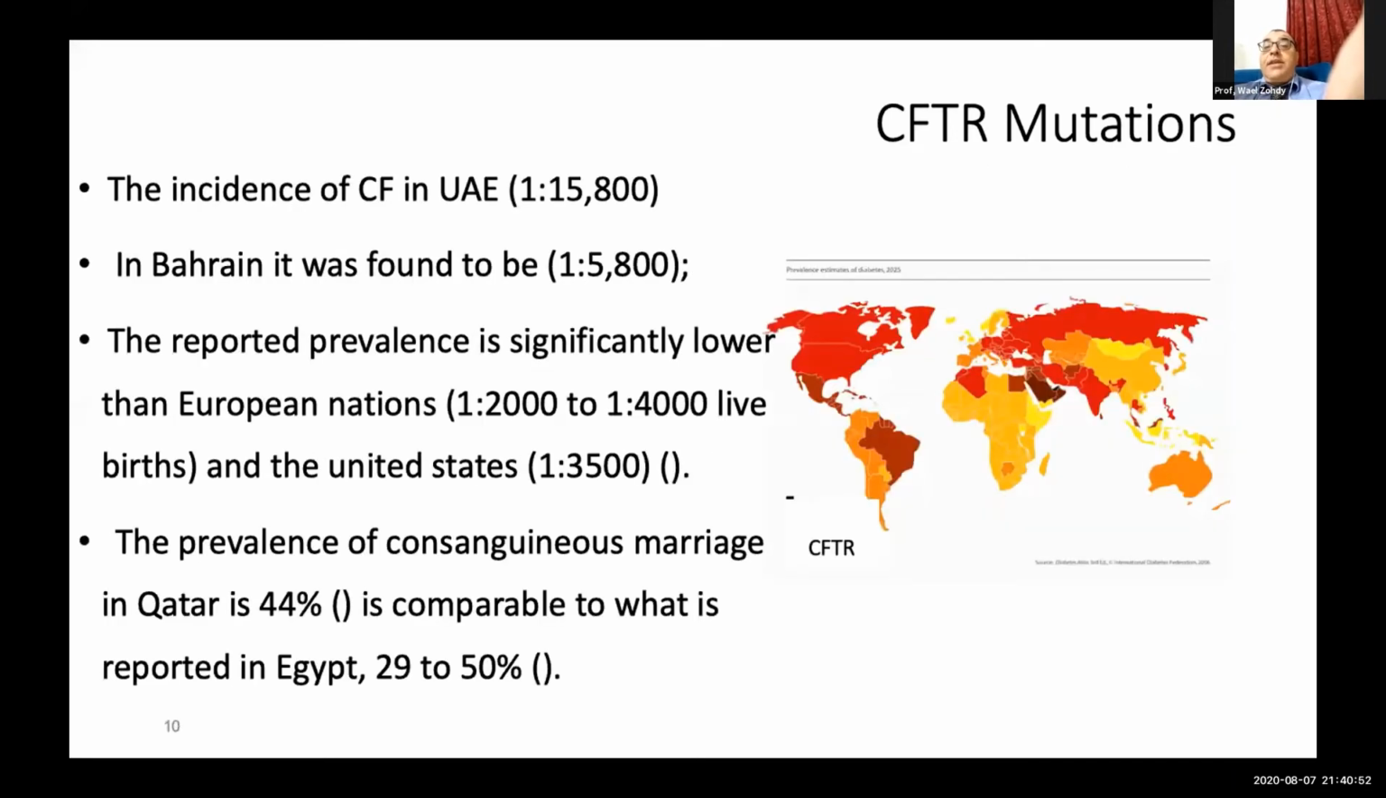However, the incidence in some countries like the United Arab Emirates is 1 out of approximately 16,000. In Bahrain, it's 1 out of 6,000. The reported prevalence is significantly lower than in European nations, ranging from 1 in 2,000 to 1 in 4,000, as well as the United States, where it's around 1 in 3,500. The prevalence of consanguineous marriage in Qatar is 44%. That's comparable to our reported consanguineous marriage, which ranges from 29 to 50%.